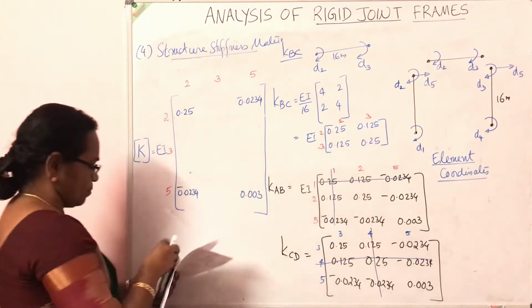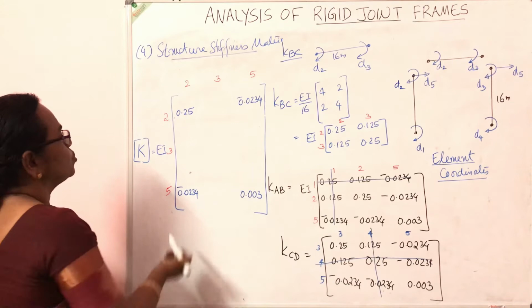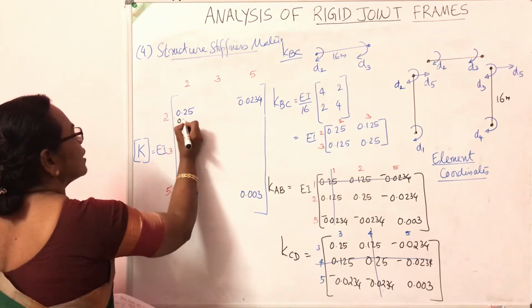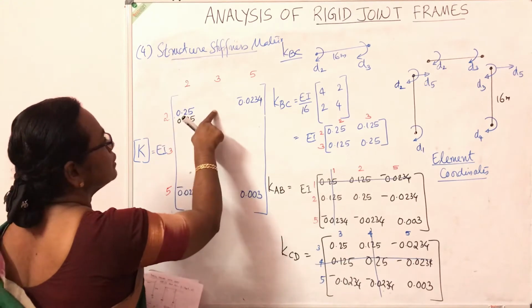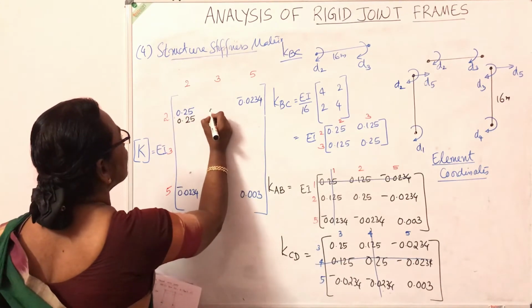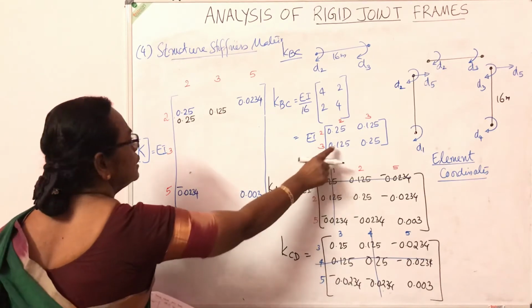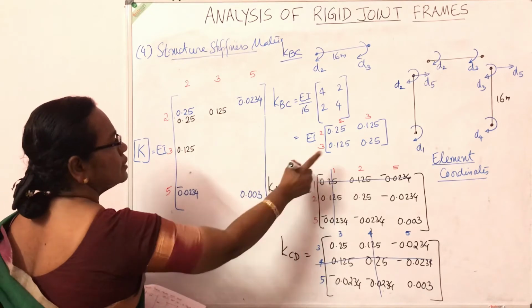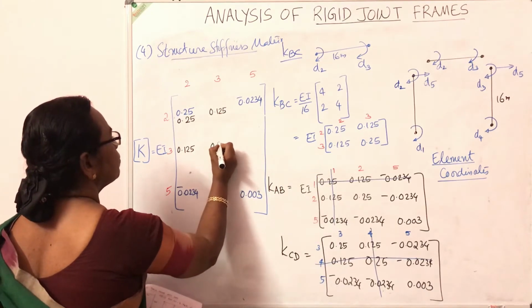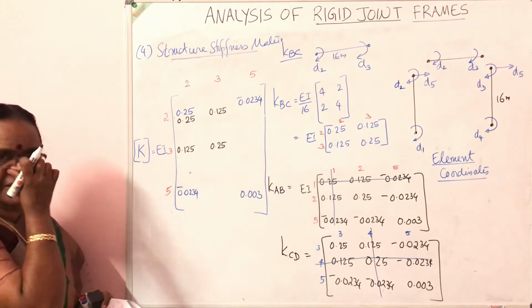Second element BC, from the second element BC, in location 2, 2 there is 0.25. So 0.25 in location 2, 2. So this is location 2, 2. There is another 0.25. Next is 2, 3. In 2, 3 there is 0.125. Then 3, 2, 0.125. And 3, 3 it is 0.25. So these are the 4 entries from the second element.